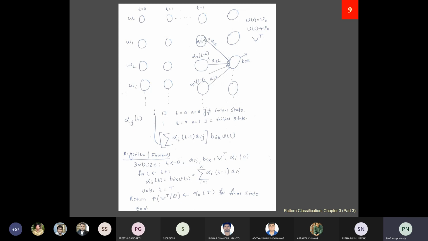So what does it mean? When I am writing V1 is equal to V1, it means that for time instance of t is equal to 1, okay, this state, which states that W0, will emit the V0.